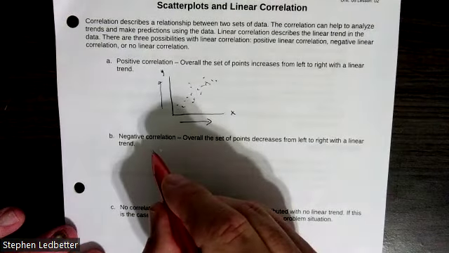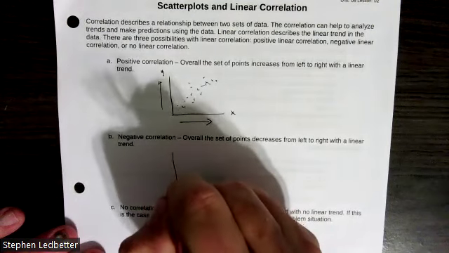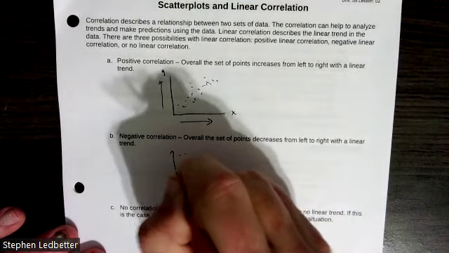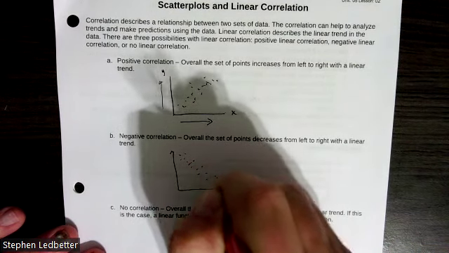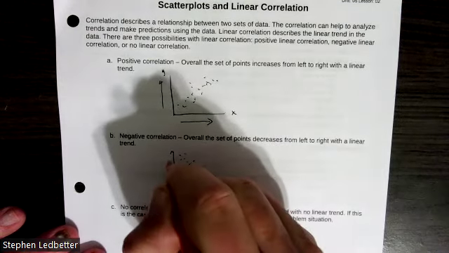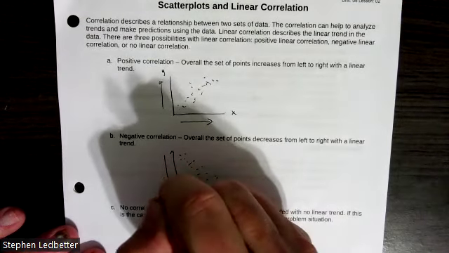Negative correlation. For a negative correlation, the dots appear to be going down in a negative motion. That's as X gets bigger, my Y value goes down.